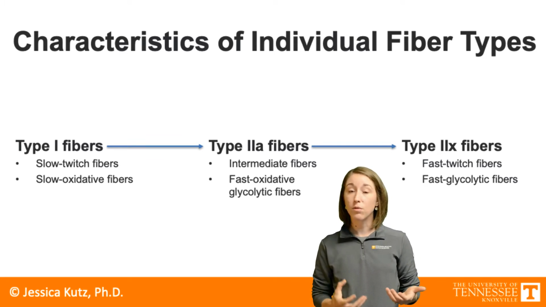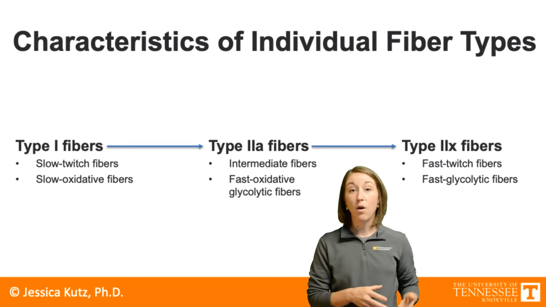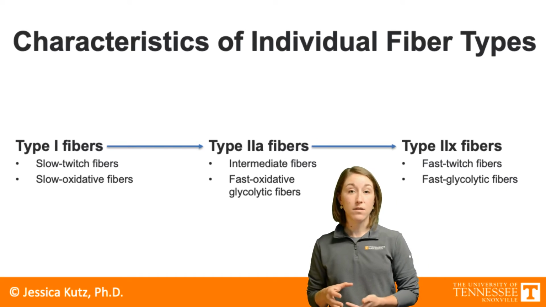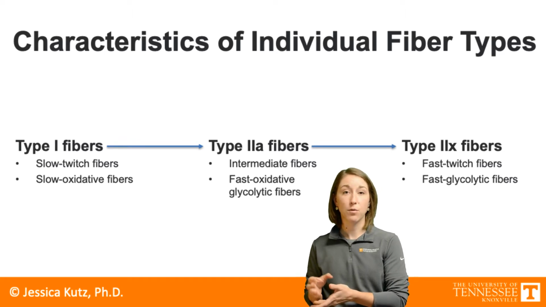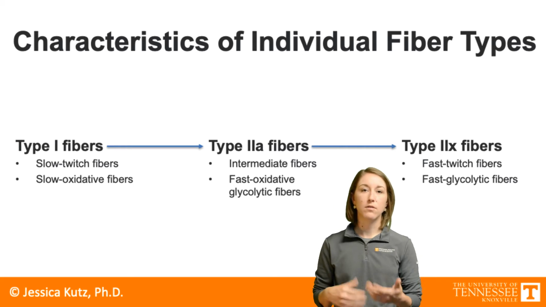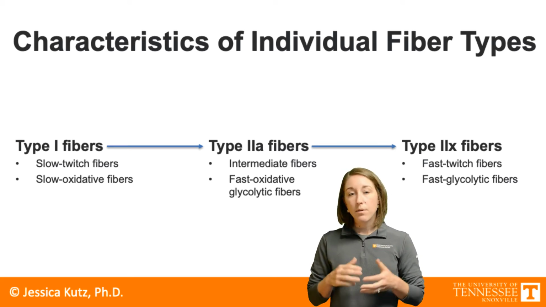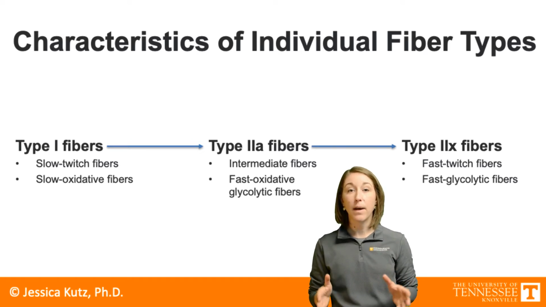We do tend to group them this way based on certain characteristics. Are they slow oxidative type 1 fibers? Are they fast oxidative glycolytic type 2A fibers? Or are they fast glycolytic fibers, or your type 2X fibers? And that's based on characteristics. It's also based on the size and the properties of the muscle fiber. But it's really important to point out that muscle fibers exist on a spectrum.